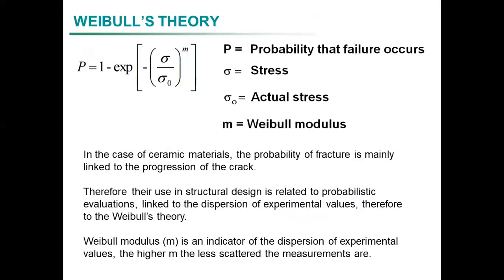But in other cases, what you want to know is the probability, without caring about cracks, and without having time and possibility to investigate them, that it would break at the stress you are going to apply, which is going to be low. So you have a formula that relates the probability that failure occurs to the stress: the failure stress, the actual stress you would like to apply, and the Weibull modulus, which gives you an idea of the dispersion of values. If the Weibull modulus is high, then the measurements are less scattered. And of course, the reverse is also true.